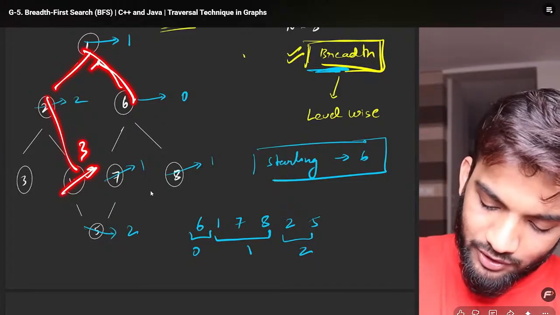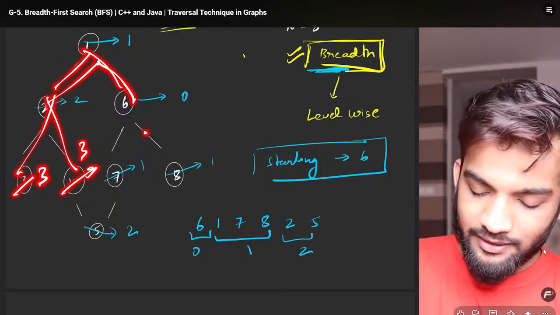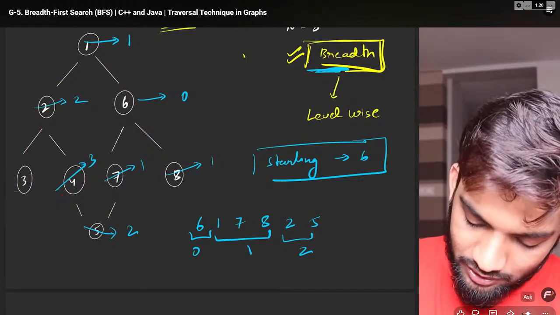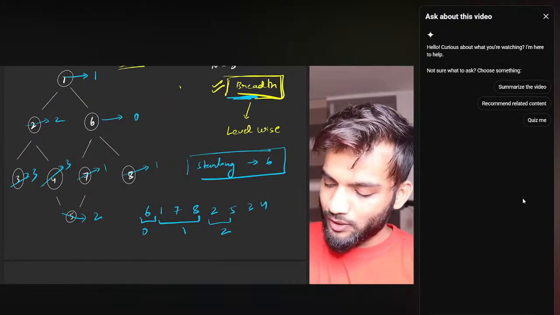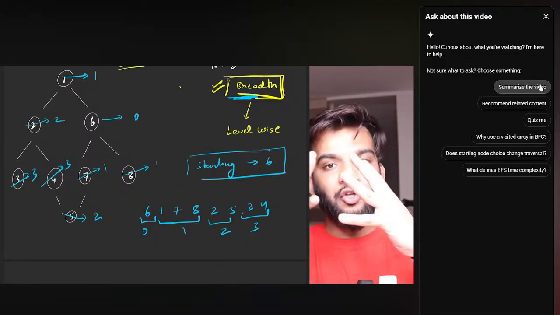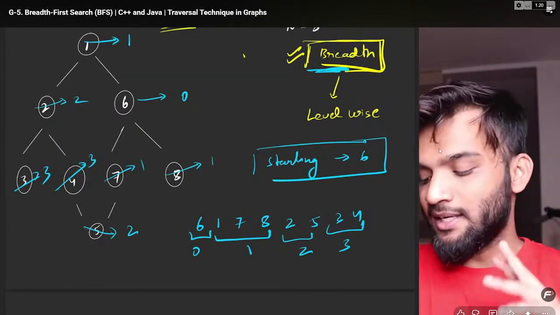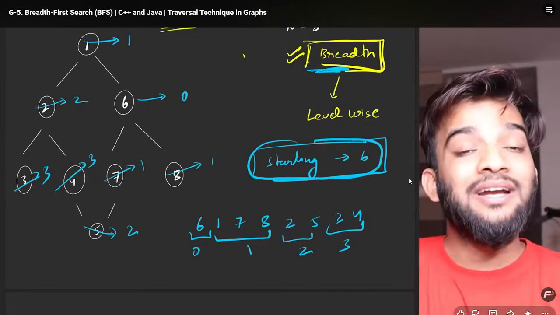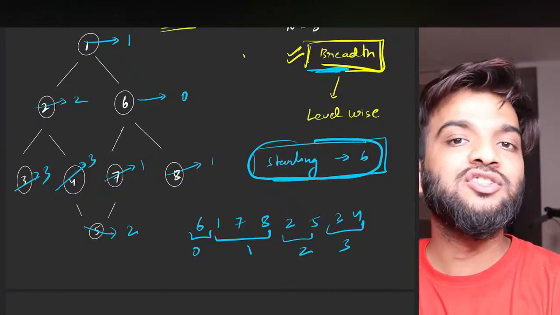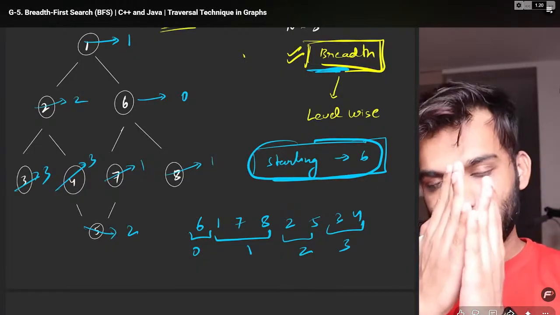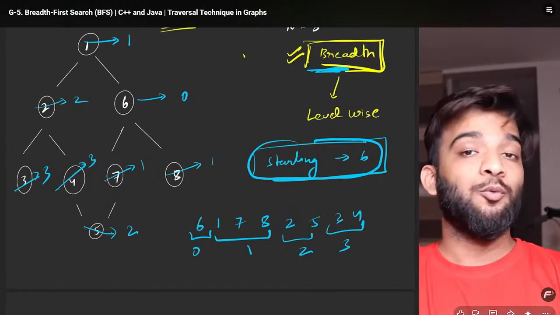3. Similarly 1, 2, 3. This will be 3. And are there any other? No. So this is 3. This is 3. So there are 2 guys who are 3. So it's very important you travel breadth-wise, and everything depends on the starting node. Depending on the starting node, the traversal will change and you will always travel in the breadth-wise manner. I hope that is clear.